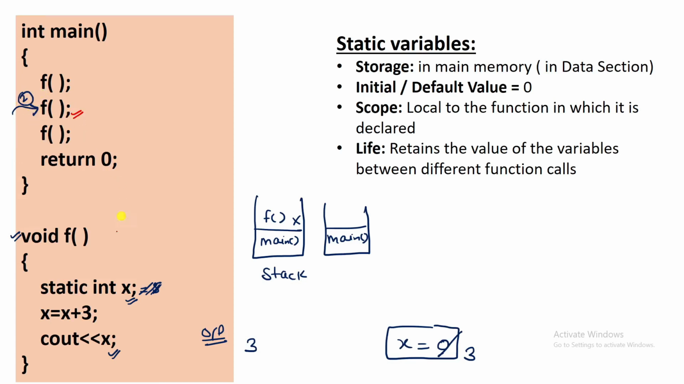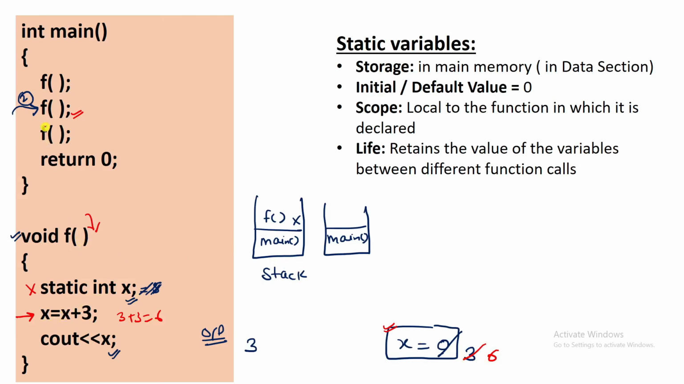Now again the f function is called. So we will come here. Now this static int x line will not be read again. Why? Because this x is still in the main memory. If we read this line static int x, that means we would create x again with the 0 value, but no, it will not be created again. So basically the control will start from x equal to x plus 3, the next line. So x will be taken from main memory, that is 3, and 3 plus 3 is 6. So 6 will be updated inside x. So 6 is the new value.